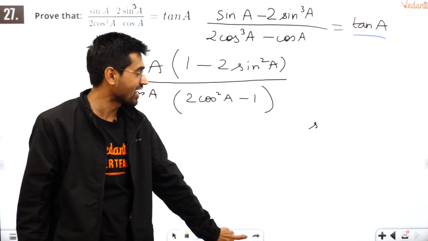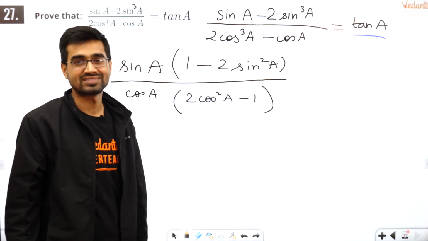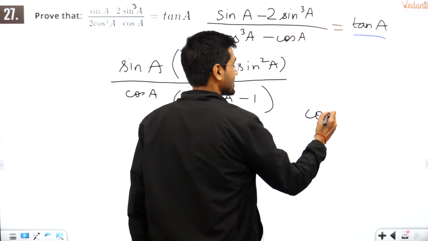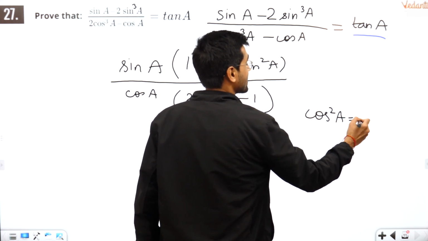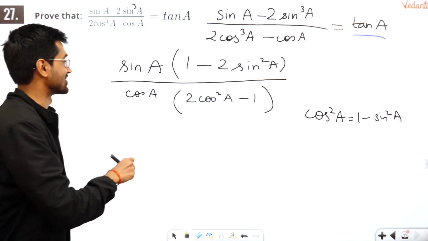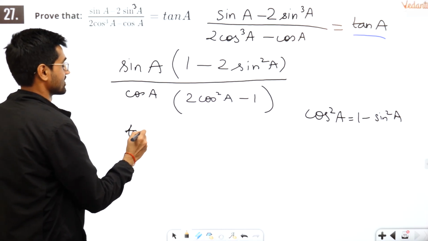Now you know why I'm doing it? I saw it was minus and it was troublesome. It is plus here. I'll put that. I love plus signs. So cos square A is equal to 1 minus sin square A. See how easy it becomes now. Sin A by cos A is tan A. I have got the answer.